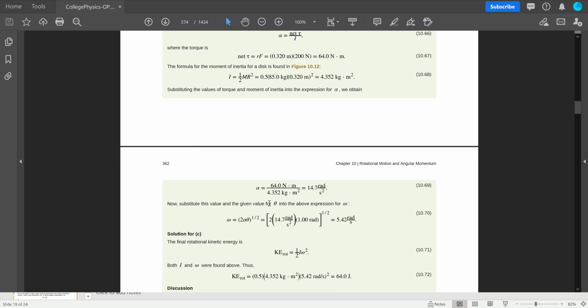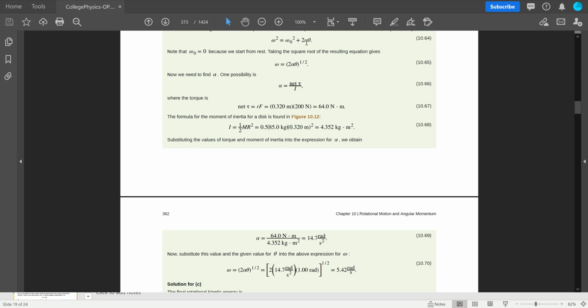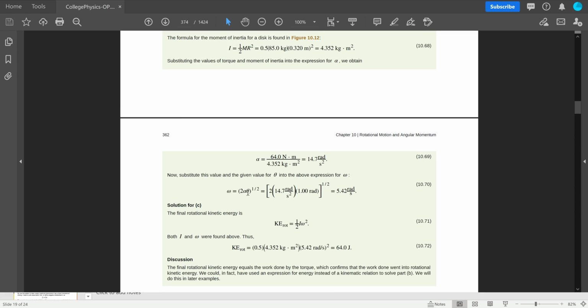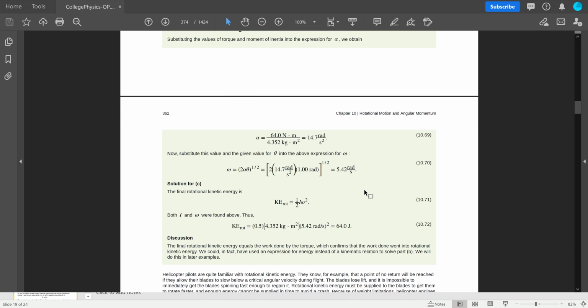So now that we have that, we plug it into the original equation we found using this kinematic equation. We just plug in 2 times 14.7 times our theta, 1. Square root of that, so that's 5.42 radians per second.